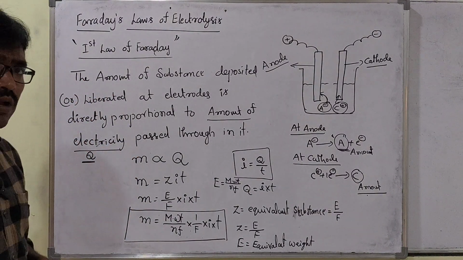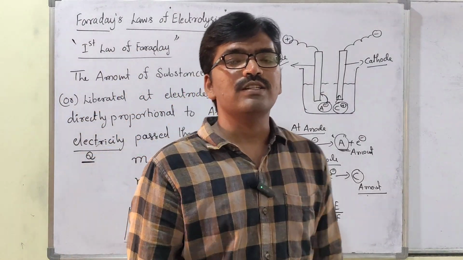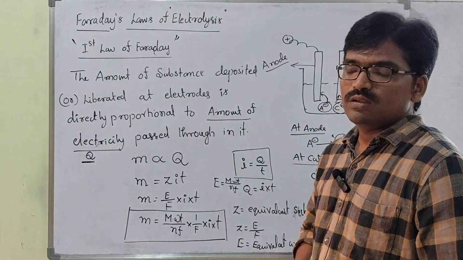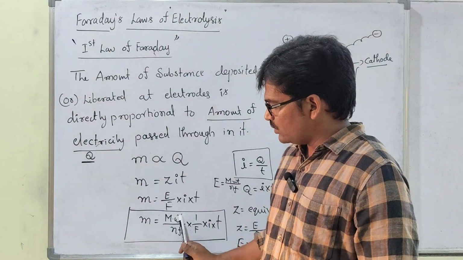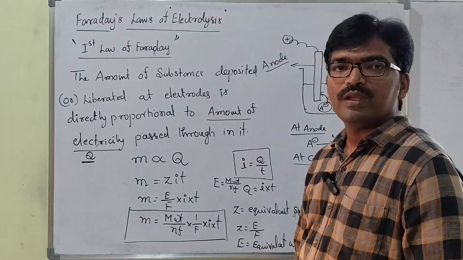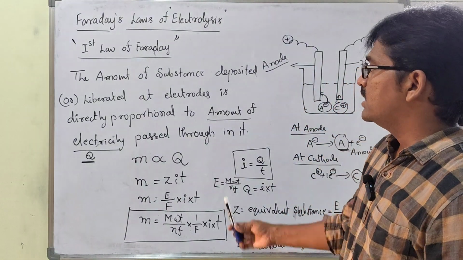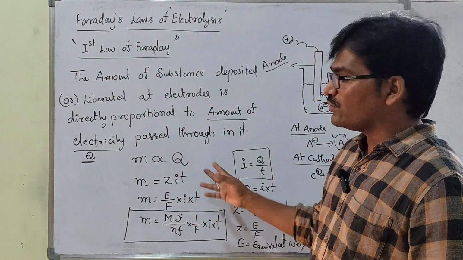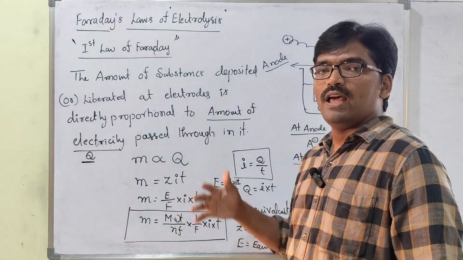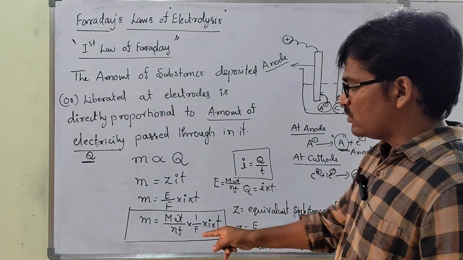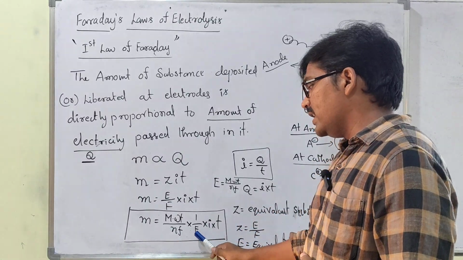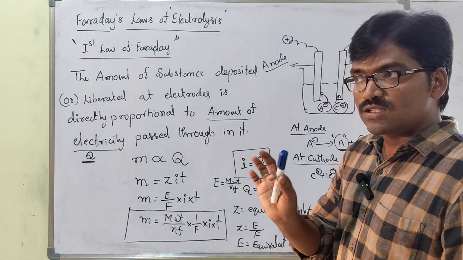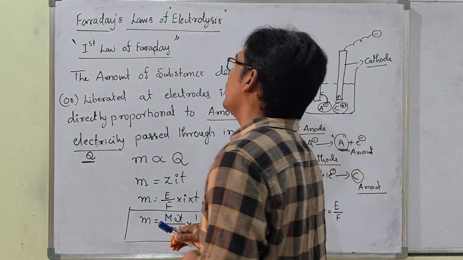So mass equals molecular weight divided by N factor into 1 by F, into I into T. Here, what is the MWT? That is molecular weight. N factor depends upon the compound. For the charge of the substance, the number of electrons transferred at the cathode and anode, we have to take as N factor. Then Faraday, 96,500 coulombs. I is current, then time T in seconds. That is Faraday's first law.